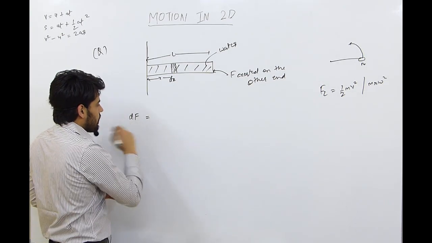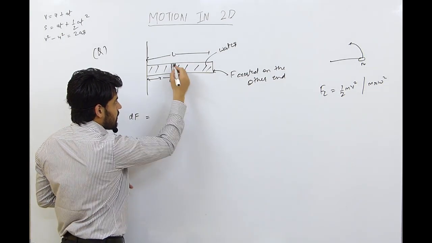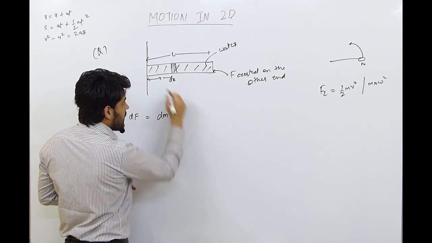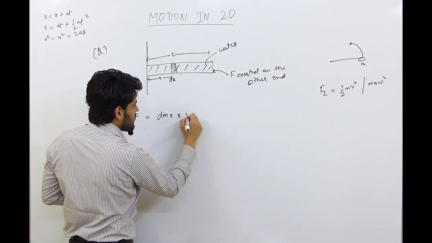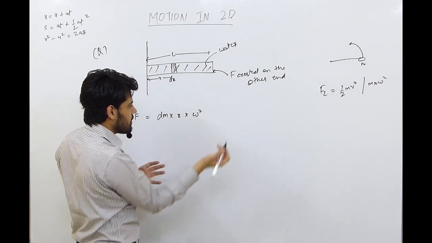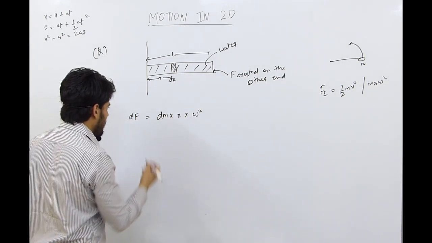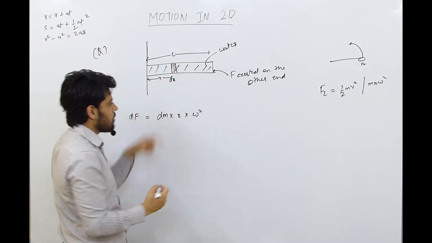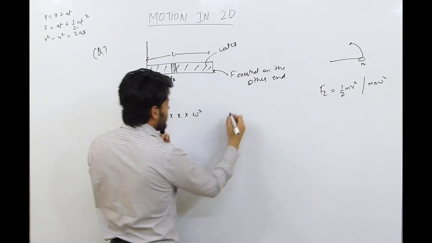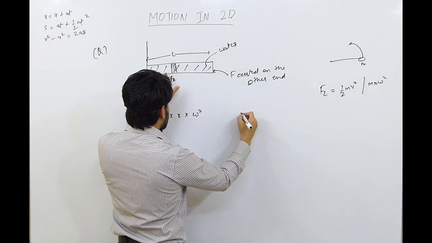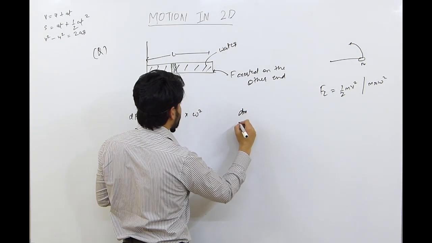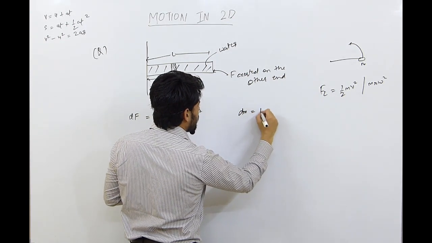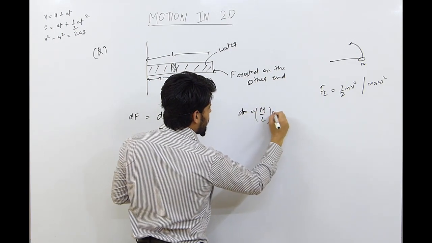So df will be equal to dm, the mass of this small component, times the distance from the center x, times omega square. The angular speed at every point will remain the same because it is angular velocity. What will be the mass of this small component? You can calculate it by linear variation.